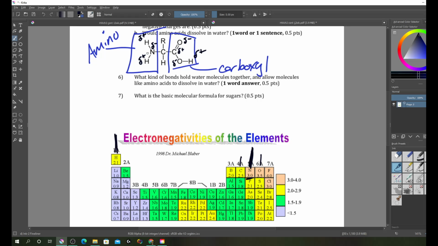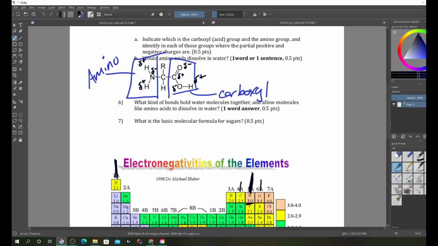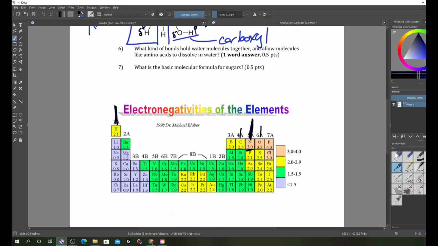All right. And then B, would amino acids dissolve in water? Well, do they have positive and negative charges for water to be attracted to? Yes, I just put those in there. So dissolve in water, yes, it's hydrophilic. Because it's attracted, opposites attract. It has positive and negative charges to be attracted to water's negative and positive charges.